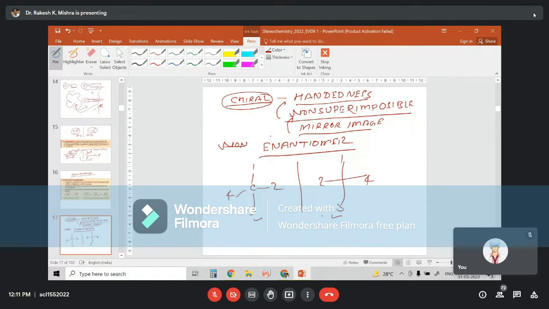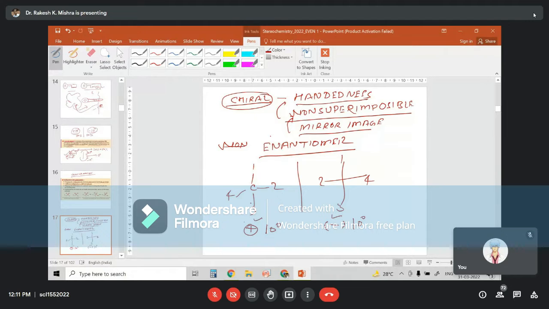They have the same physical properties: boiling point, refractive index, freezing point, and other things are the same, but their property towards the plane of polarized light is different. If one is rotating in the plus direction, the other will rotate in the minus direction, and the magnitude will remain the same. If it is 10 degrees, then this will also be 10 degrees.